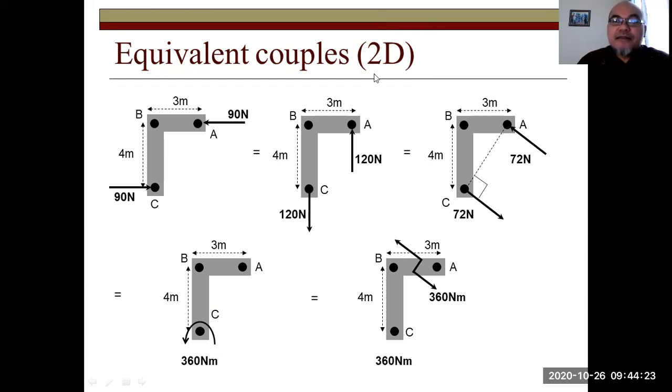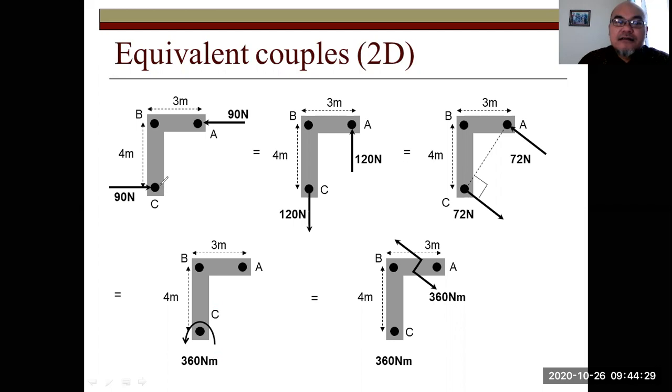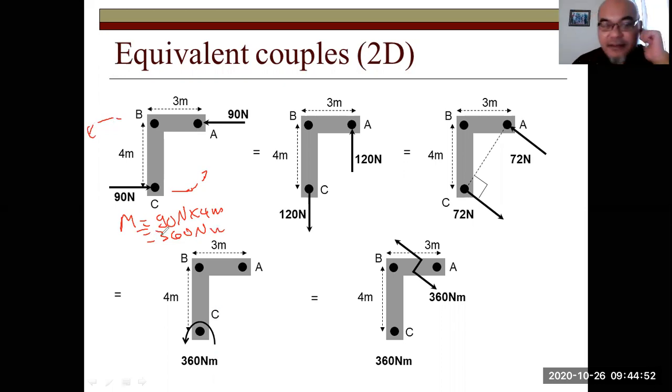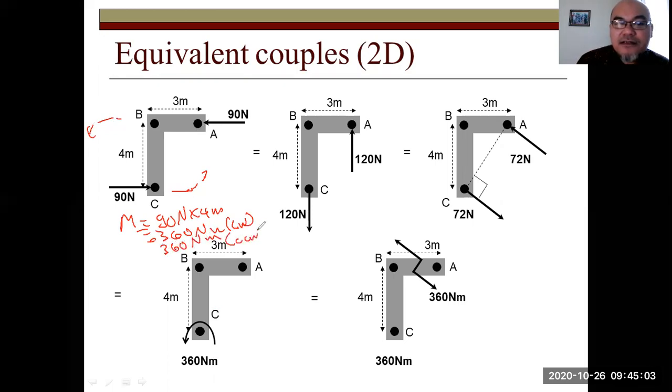For example, here the first moment is 360 Newton meter, right? And from intuition, we know that this will rotate, this direction, and this also this direction. So it will rotate the structure counterclockwise. The value will be equal to 360 Newton meter. Negative, so it is counterclockwise, or you can say clockwise. So minus 360 Newton meter clockwise, or 360 Newton meter counterclockwise.